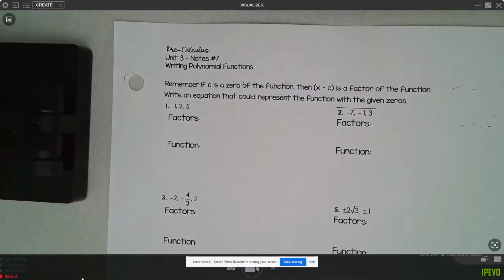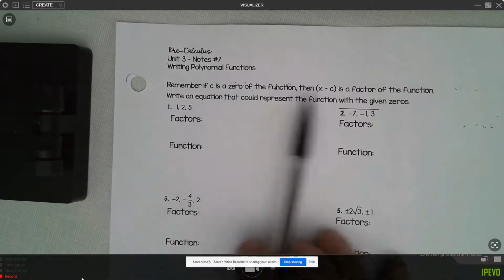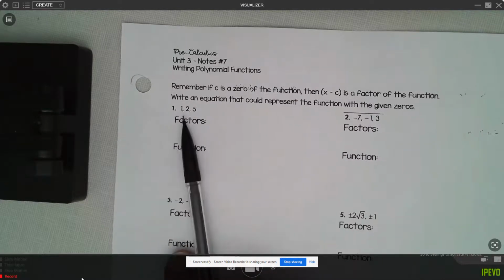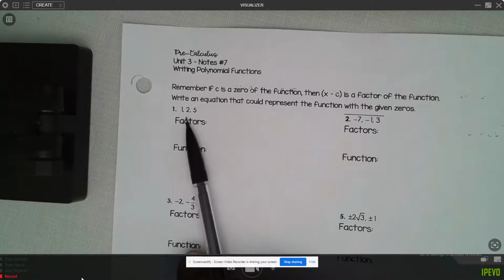Here's how we go about that. So remember that we said a zero is in a factored form like this, x minus c. So if the zero is positive, the factor is negative. If the zero is negative, the factor is positive.